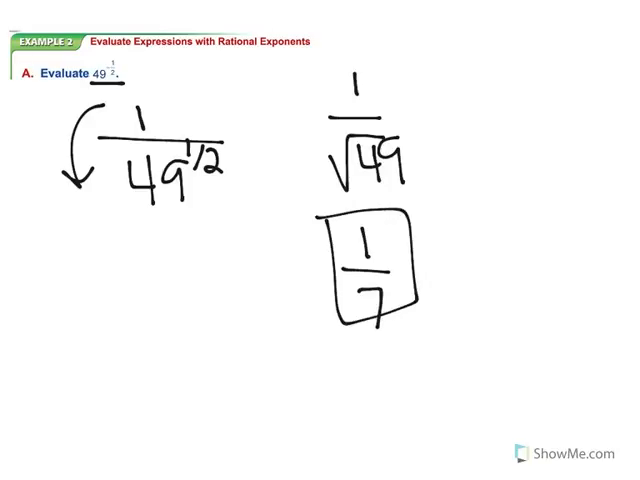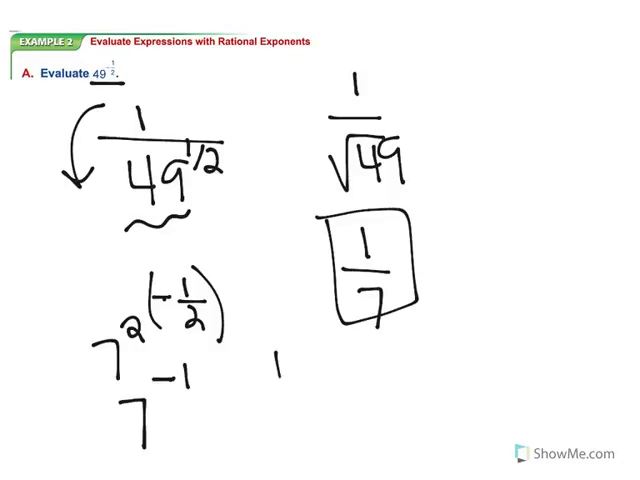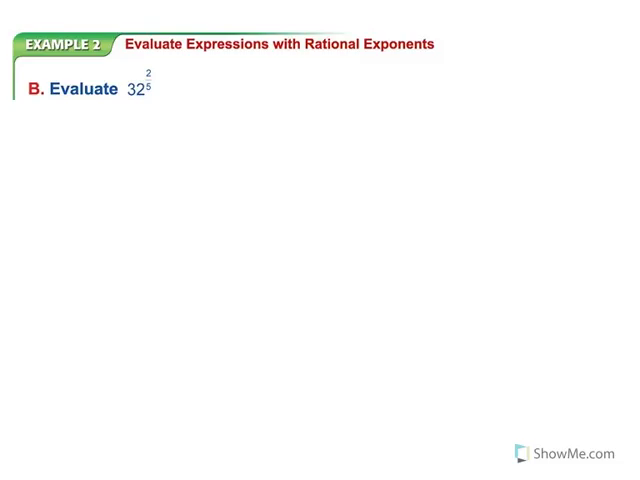Another way we could solve this is by just rewriting our 49 as 7 squared, because we know 7 squared is 49, and then that's also raised to the negative 1/2 power. So when we multiply these out, we have a 2 times a negative 1/2. So 2 times negative 1/2 is just a negative 1. And then we can flip it over and we can get 1/7 as well.